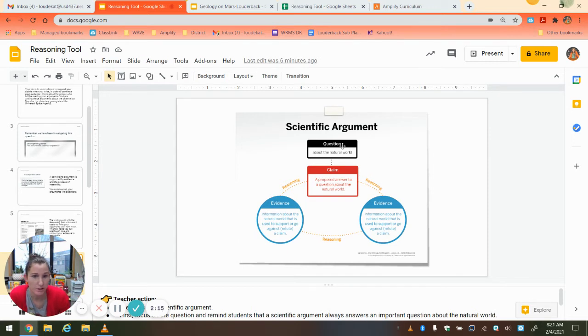It starts with a question. In this case, our question is what formed the channel on Mars. Our claim is that the geologic process that made the channel on Mars was flowing water. And then we're going to have evidence that will support the claim. This kind of scientific argument process is done by all scientists across the world. It's just a way to do that scientific processing and reasoning.